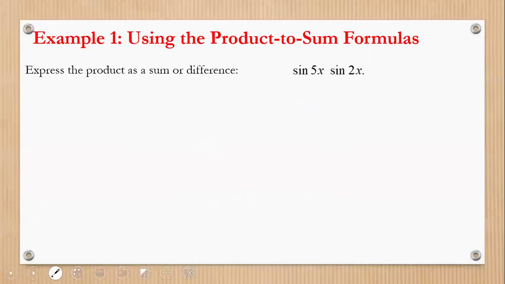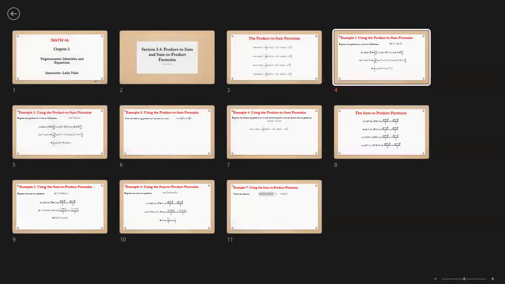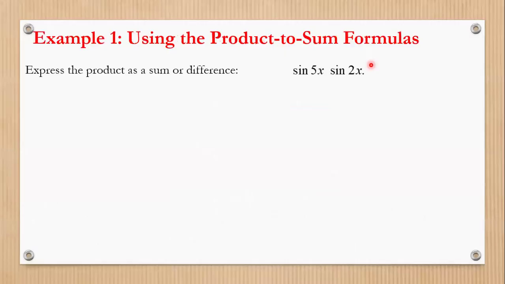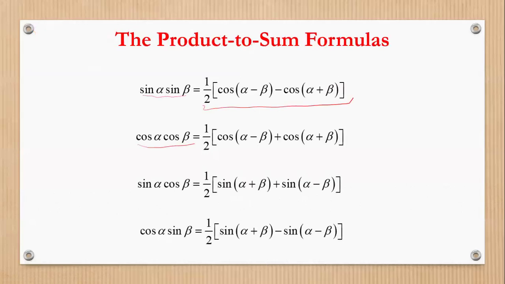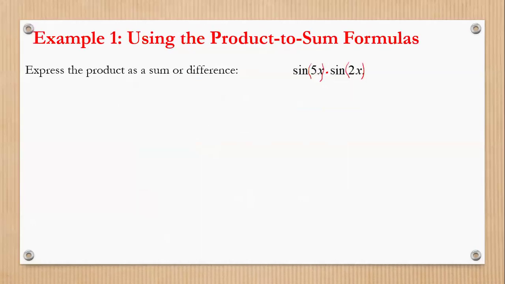Now let's look at an example. I have a product and I want to show this product as a sum or difference. The product is the product of two sines, the sine of 5x times the sine of 2x. And in this problem, 2x and 5x are our angles. When we have the sine of an angle multiplying the sine of another angle, we need to use this formula. So I'm going to use the formula.